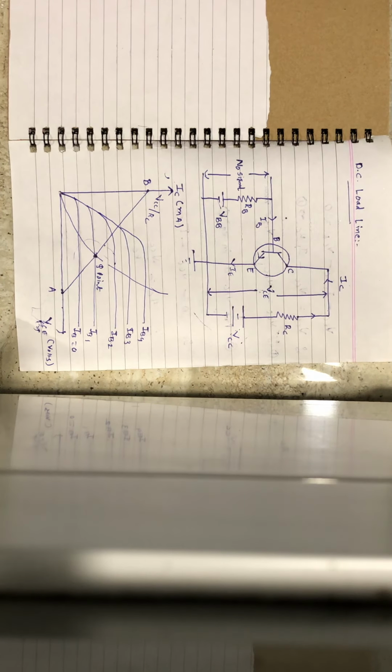So now what is the Q point? That Q point is the operating point of your transistor. Mainly your transistor works as an amplifier. So if you want your transistor to work properly, then that proper working of the transistor mainly depends on this Q point. And this Q point is generally referred to as the quiescent point.